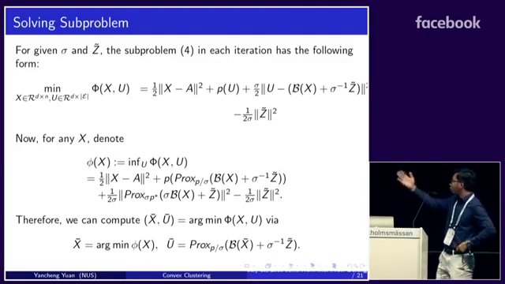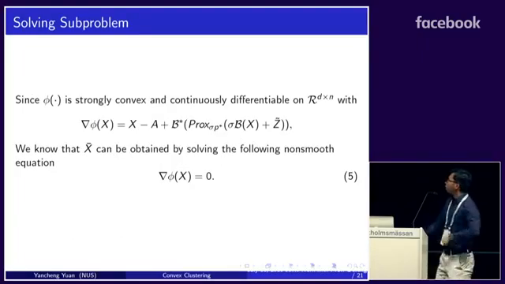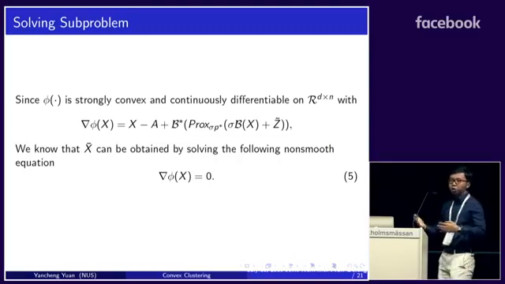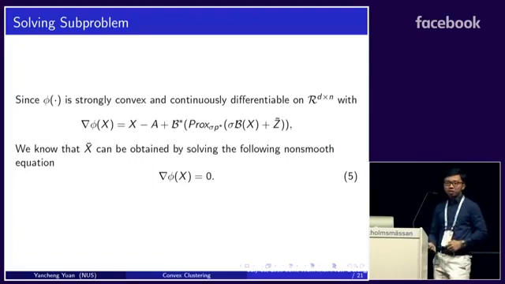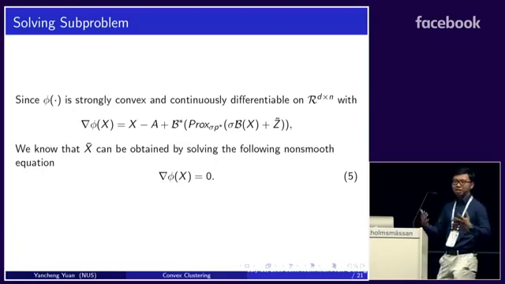We know that this one is differentiable. So our target now is to solve the gradient of phi equal to 0. This is a non-smooth, nonlinear equation. When you think about solving a nonlinear equation, you think about Newton's method. But this guy is not differentiable. The good thing is that it is semi-smooth. Although it is not smooth, it is semi-smooth, which is why we use the semi-smooth Newton method.